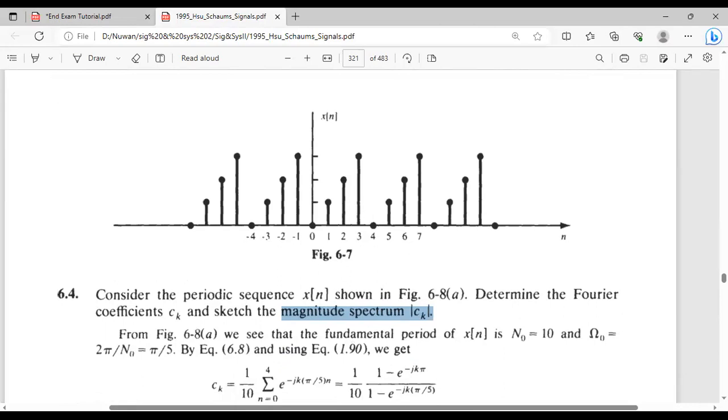You need to find the Fourier series representation of these signals. So we will take this one first.